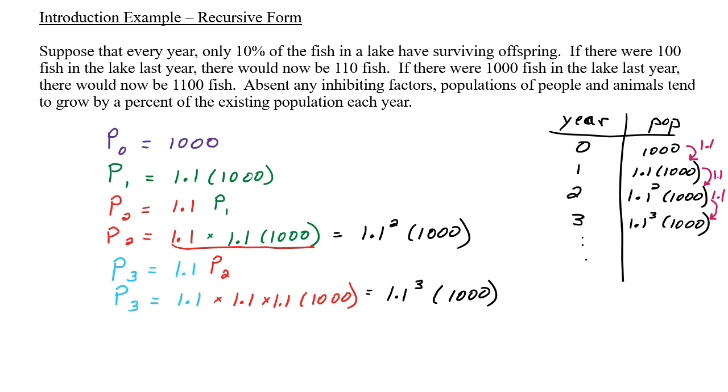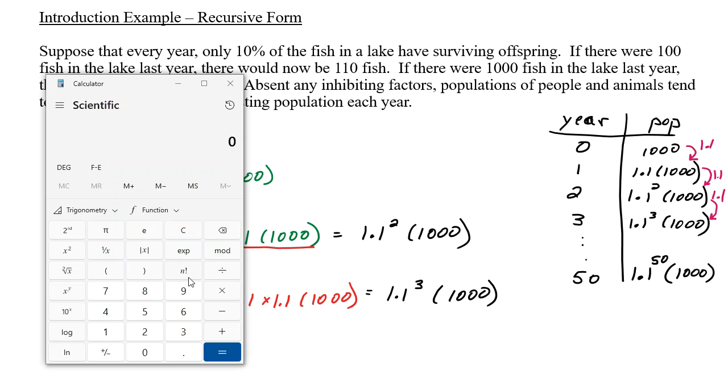So what if I want year 50? How am I going to find the population in year 50? Well, I'm going to have to take the initial population of 1,000, and I'm going to have to increase it by 110% 50 times. I'm going to have to multiply by 1.1 50 times. So you need to find on your calculator where your exponent button is. It's right here on this calculator. Every calculator is a little different, but I'm going to do 1.1 to the 50th power, equals, times 1,000. That's a lot of fish.